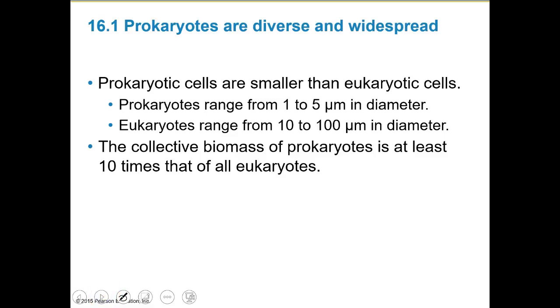Okay, so prokaryotes are the smaller of the cells. So these guys are smaller than eukaryotes. They can be about 1 to 5 micrometers in diameter. Eukaryotes usually range from 10 to 100 micrometers. So they're tiny. The collective biomass of prokaryotes is at least 10 times that of all eukaryotes. So although they are tiny, they're absolutely abundant. There's just a ton of them.